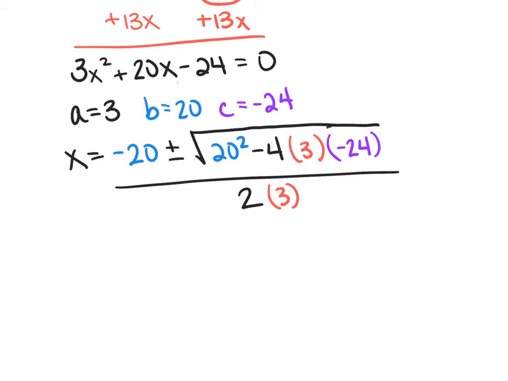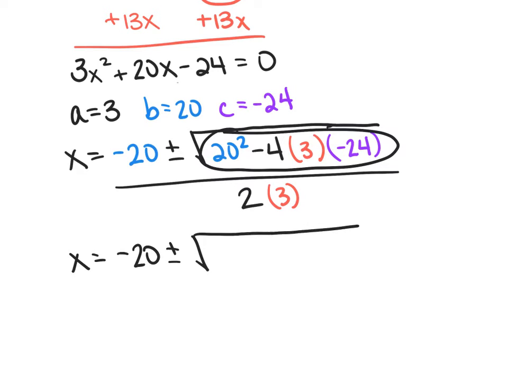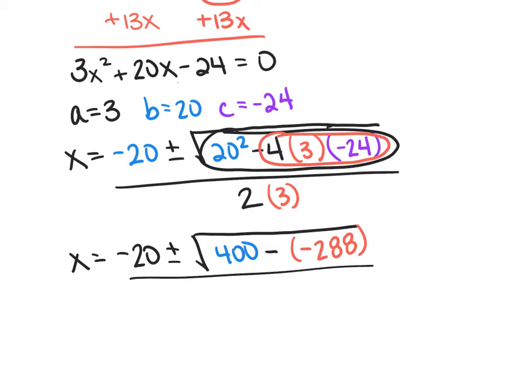From here, we're going to clean up everything that's underneath this radical first. And so I get x is equal to negative 20 plus or minus the square root of 20 squared is 400 minus, and I'm going to clean up all of this stuff that I just circled in red. So it's 4 times 3 times negative 24, which is a negative 288. I'm going to divide all of that by 2 times 3, which is 6.